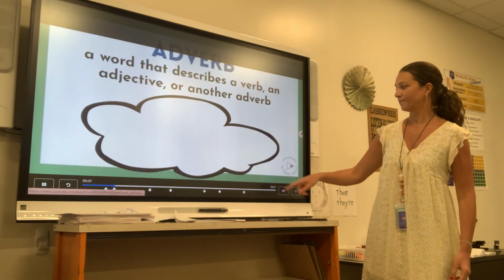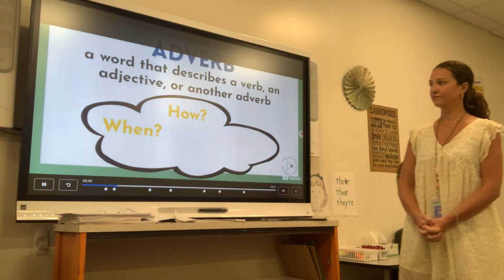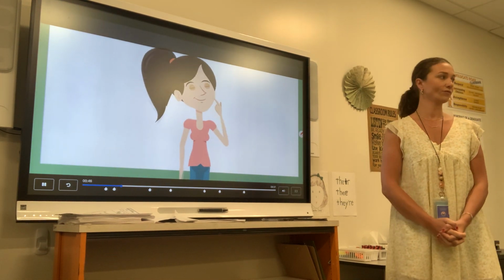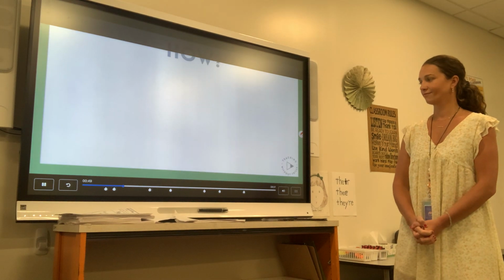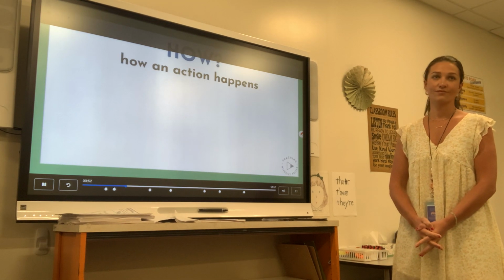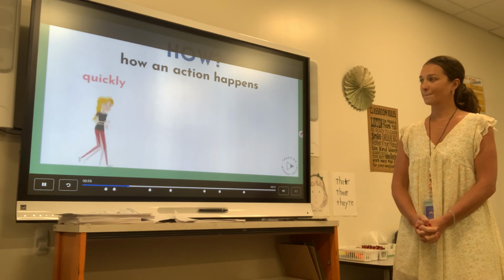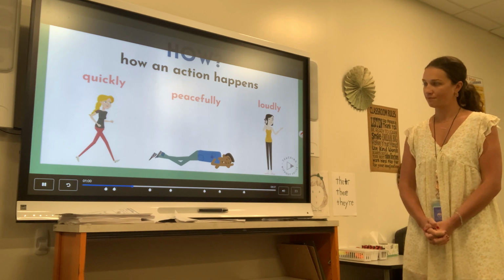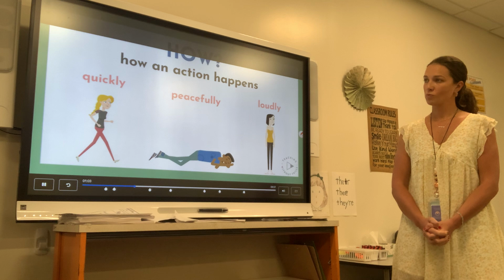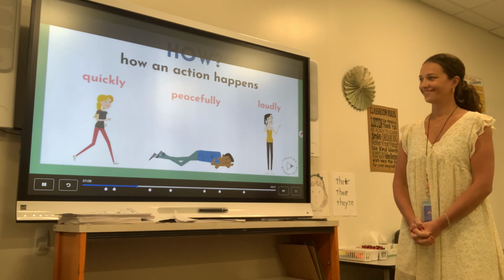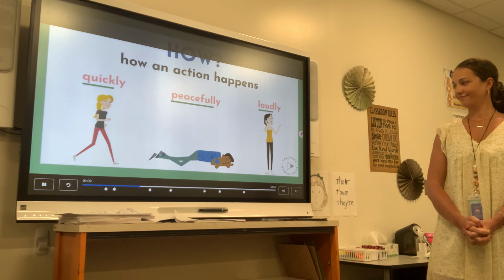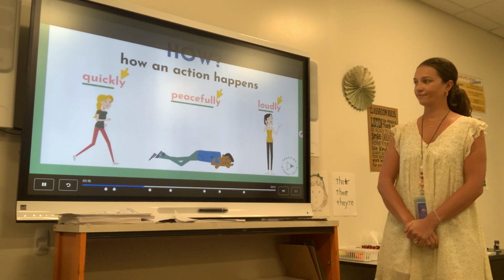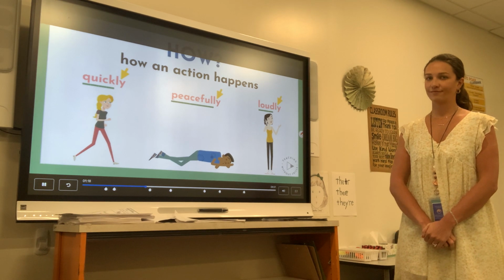Adverbs can help answer the questions how, when, where, and to what extent. Let's look at some of the different types of adverbs and learn how we use them. Many adverbs describe verbs such as how an action happens, like quickly running, peacefully sleeping, or talking loudly. Do you notice something about these 3 adverbs? They all end in ly. Quick, peaceful, and loud are all adjectives that can describe nouns. But when we want to describe a verb, we often add an ly on the end to create an adverb.